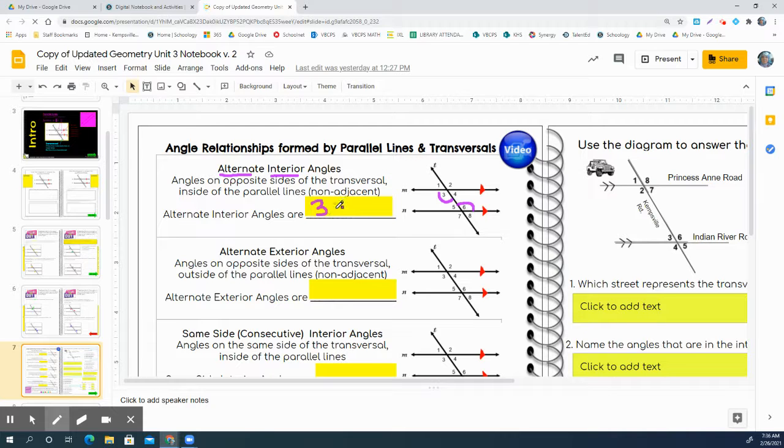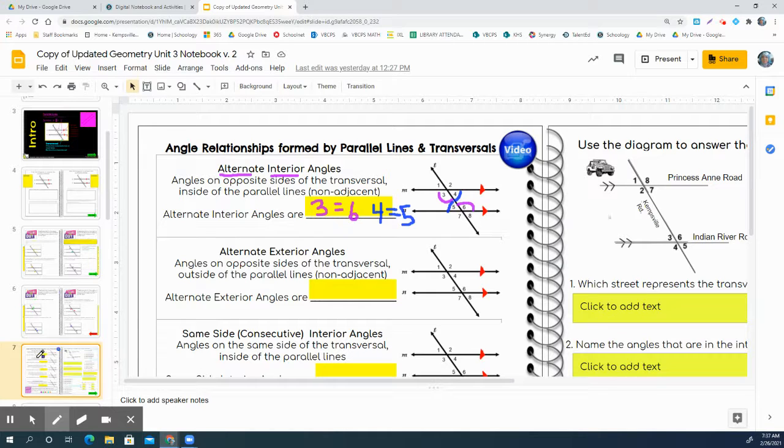So 3 equals 6. 3 and 4 would be a linear pair. So I want 3 and 6. What's another pair of alternate interior angles? What are my acute pair? 4 and 5. So 4 also equals 5. Alternate, opposite sides of this transversal, but inside the parallel lines. Okay.